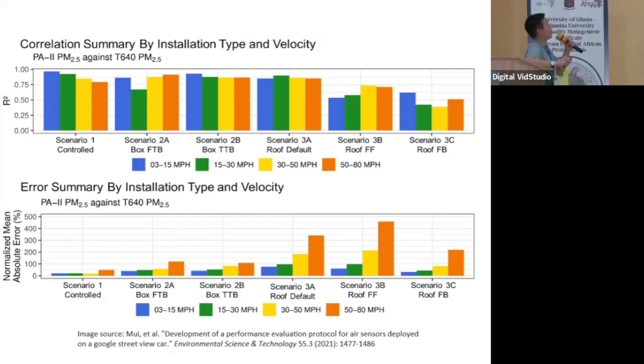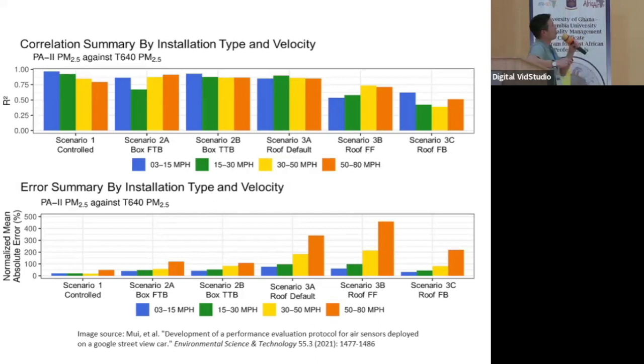Then they put it in a box. These acronyms FTB and TTB are kind of outdated. That was based on a front-to-back flow design, and then TTB is top-to-back. So we had a hole in the top of the box and a hole in the back. So we thought these different configurations might impact it. If you put the sensors in the box, their R squared is still pretty good.